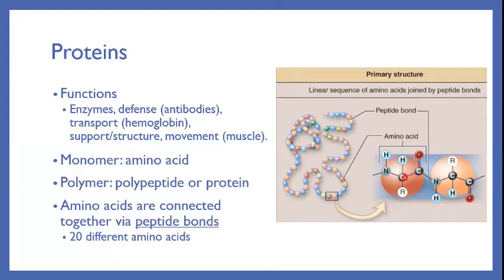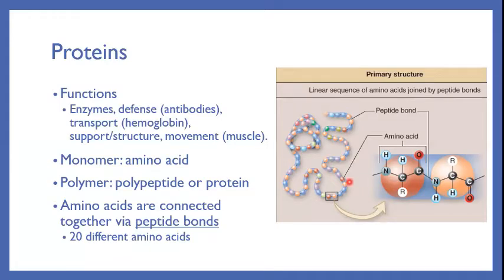When multiple amino acids are joined by peptide bonds, they form a string called a protein or a polypeptide. There are a total of 20 different amino acids. Each one has a slightly different chemical composition. Where the oxygen is located, where the hydrogen is located on that individual amino acid is going to change which one it is.